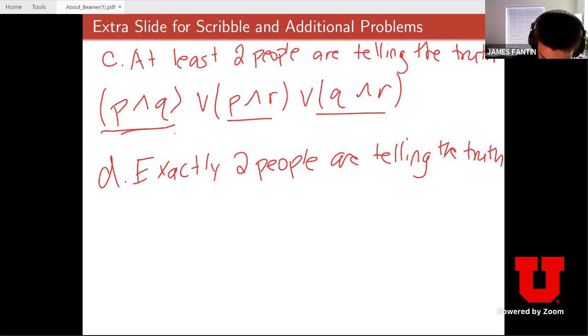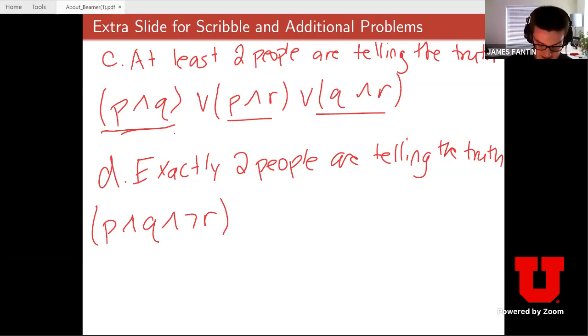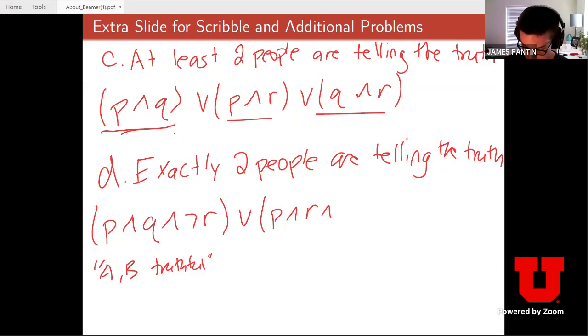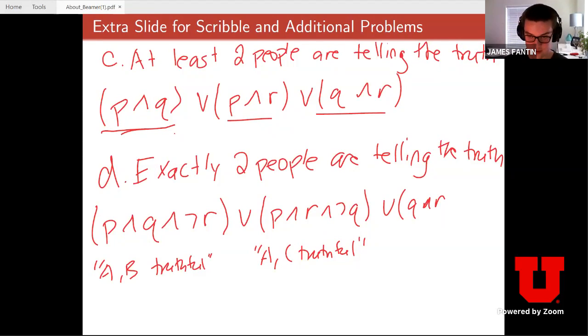So one way we could write this is, if we want two people to be telling the truth, we could just say we want P and Q. So we want A to be truthful, B to be truthful. And if they're both truthful, then we want the case that C is not truthful. This case gives us A and B are truthful. Or we want the case that P and R, that A and C are truthful and not Q. So here we've got A, C are truthful, not B. Or we want the case that Q and R, so B and C are truthful, but not A. And this is saying that B and C are truthful.